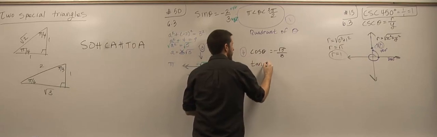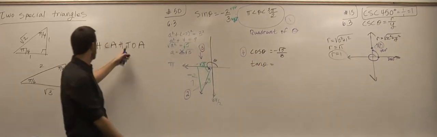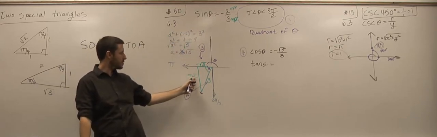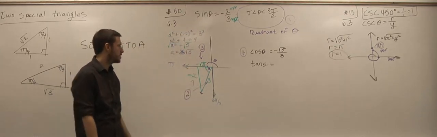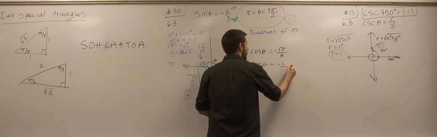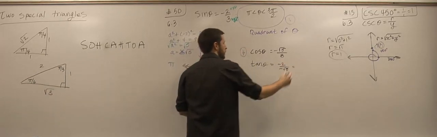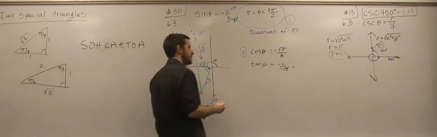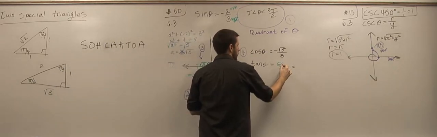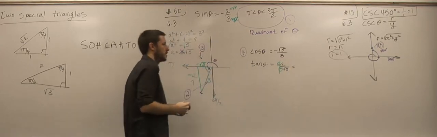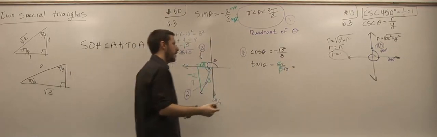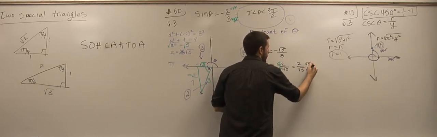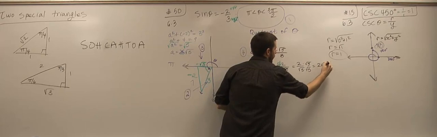Then you go on to tan theta. Tangent is opposite over adjacent, or y over x. Opposite over adjacent. So negative 2 over negative root 5, which you'll probably rationalize and get rid of the negatives. So 2 over root 5 rationalizes. Root 5, root 5. So 2 root 5 over 5.